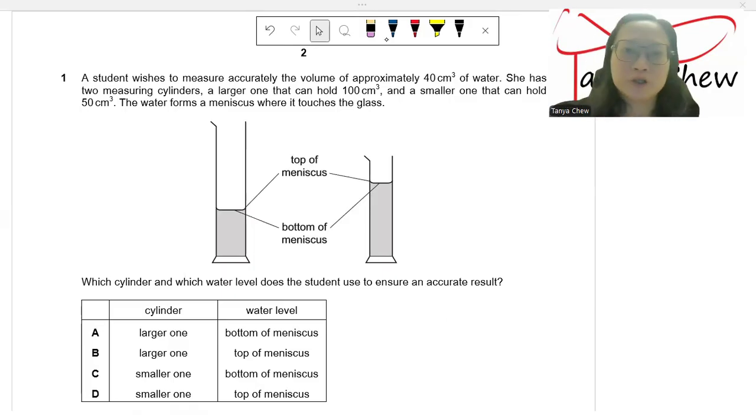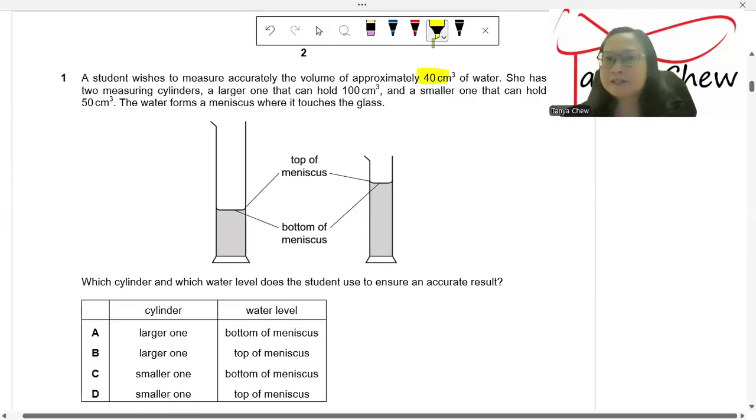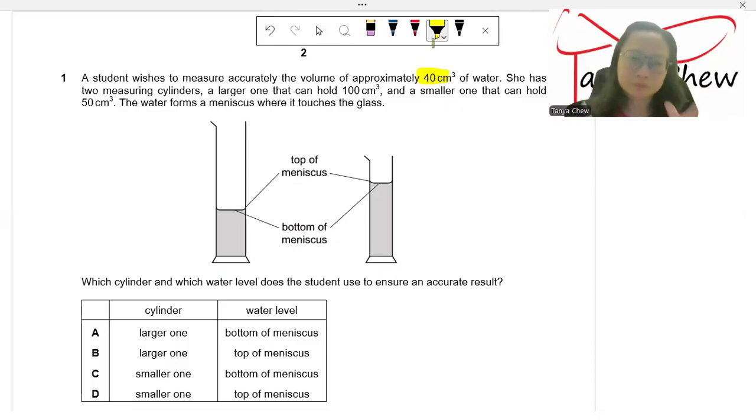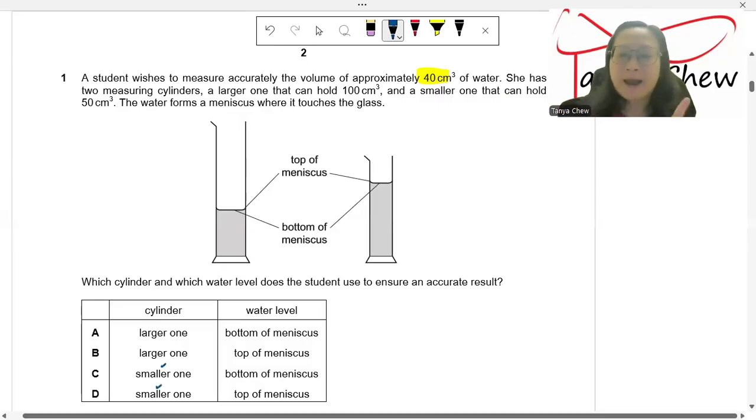Now, since the student wishes to measure a volume of only about 40 cm cube, we would never advise the student to choose the larger measuring cylinder, because the gap between the scale markings might be too large and 40 cm cube might fall in between the scale, which makes the reading inaccurate. So since the volume is less than 50 cm cube, this student can choose the smaller measuring cylinder, and then the water level.